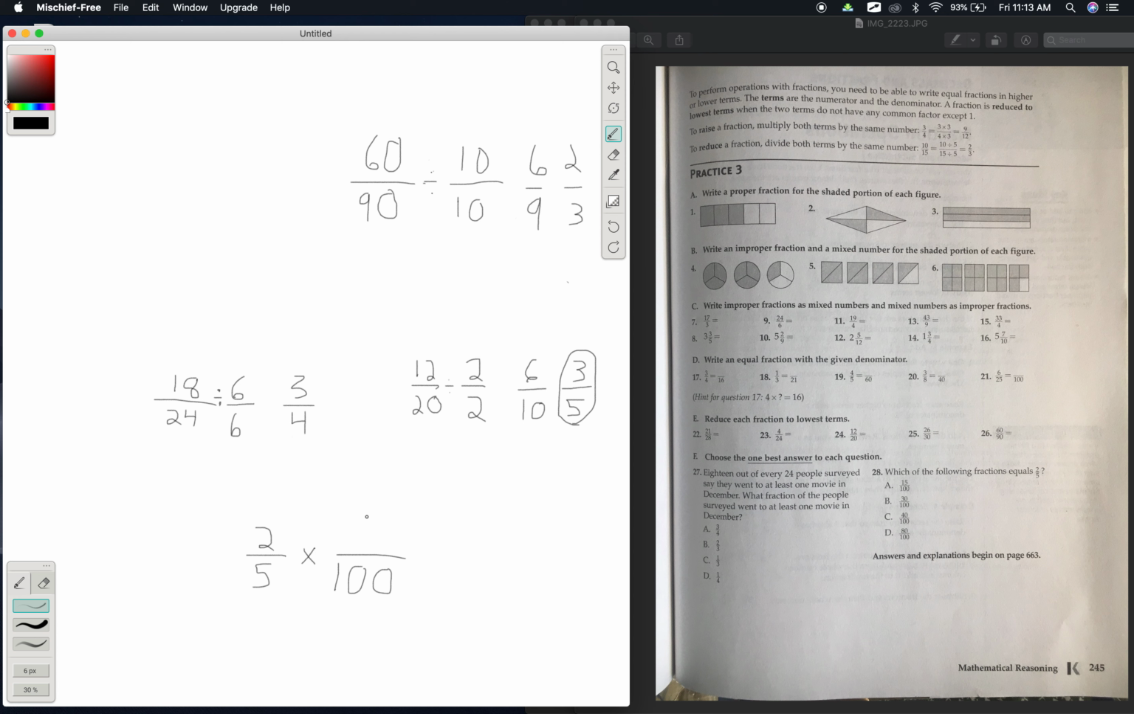So to keep this the same proportion as this over here, we need to multiply this by the same amount too. Okay, so 2 times 20 is 40. So essentially 2/5 is 40 over 100. Same thing, just reduced and not reduced. So that would be your answer there, C.